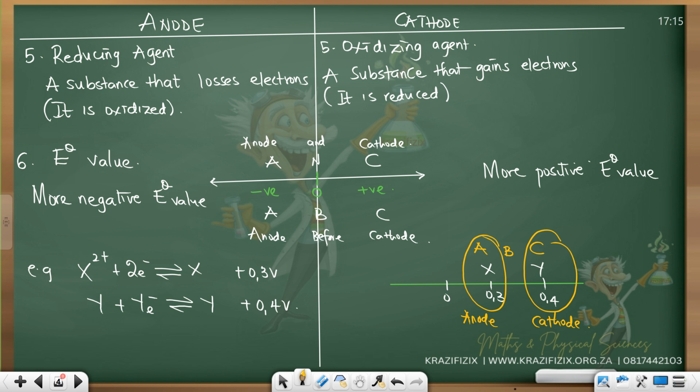Number 6, we look at E values. The more negative is at the anode, the more positive is at the cathode. Remember, the word more positive doesn't necessarily mean it's positive. Today we're going to be looking at how those values were gotten.